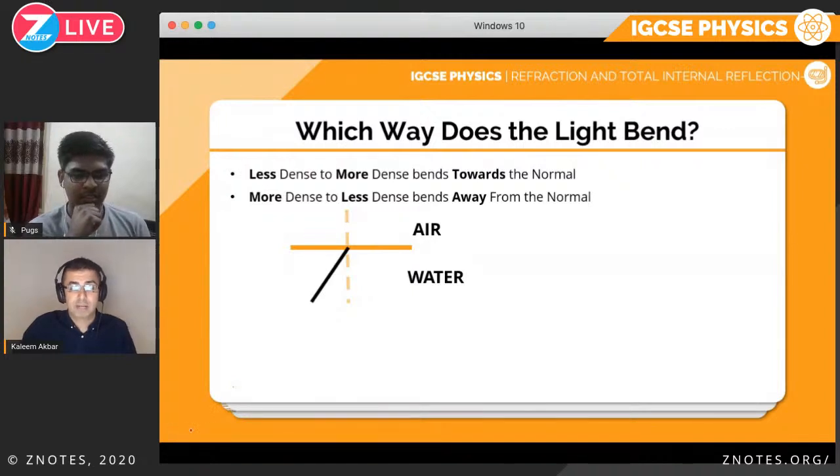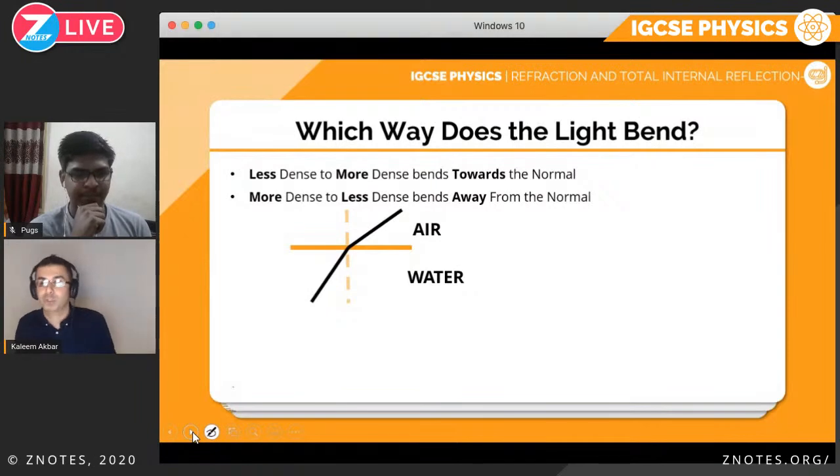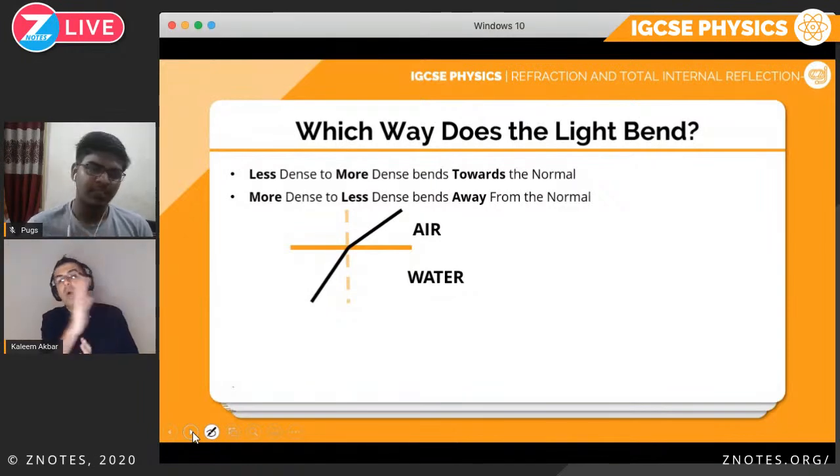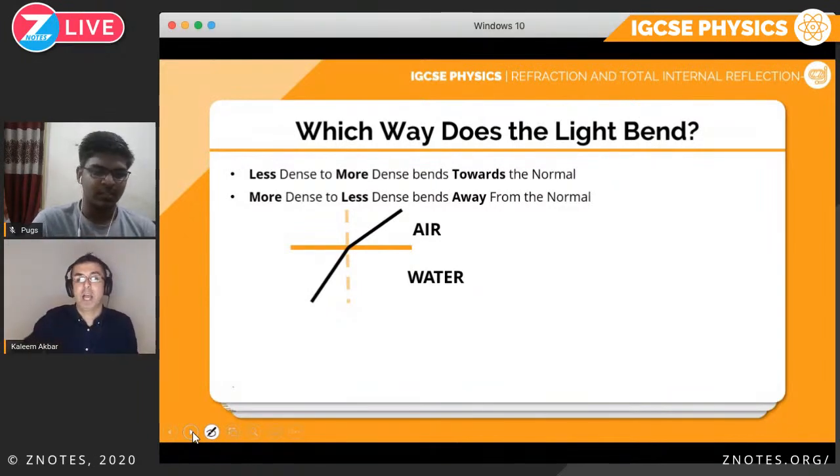I don't actually understand myself why they call it bending. To me, it's just changed direction. But all books refer to it as bending. So it went away from that dotted line. It's bending away from the normal.